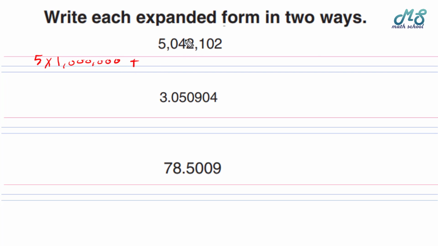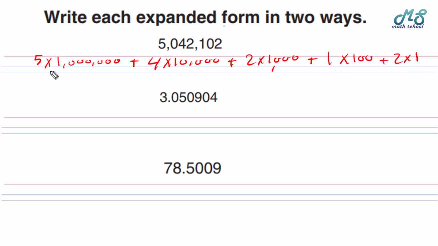Plus 4 in 10,000s. Its value is equal to 4 times 10,000. 2 in thousands place. Its value is equal to 2 times 1,000. Plus 1 in hundreds. Its value is equal to 1 times 100. 2 in ones place. Its value is equal to 2 times 1.